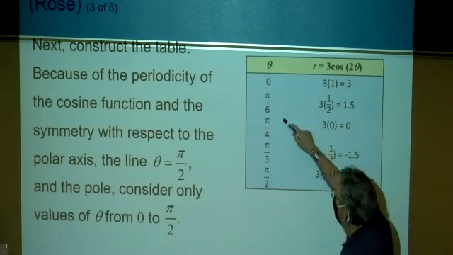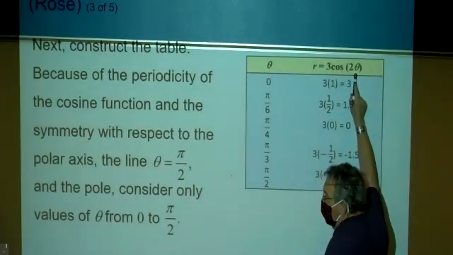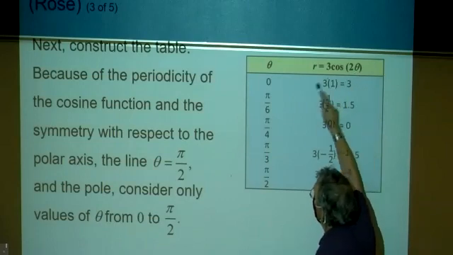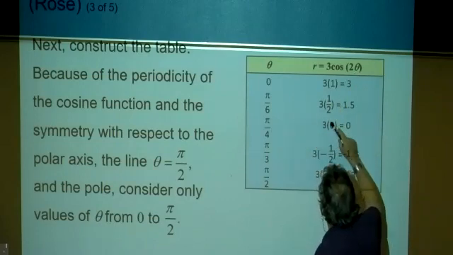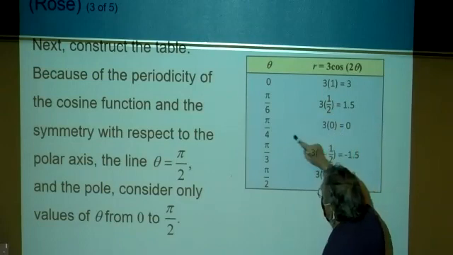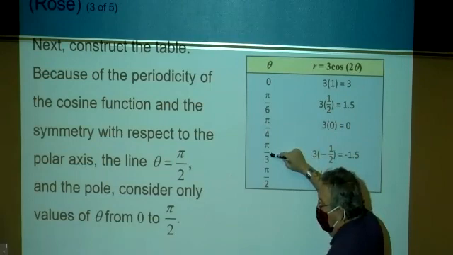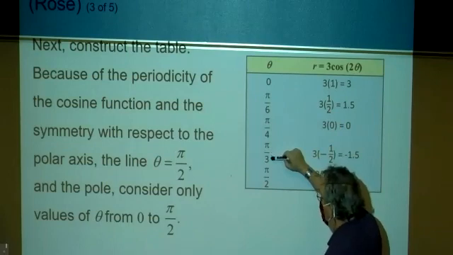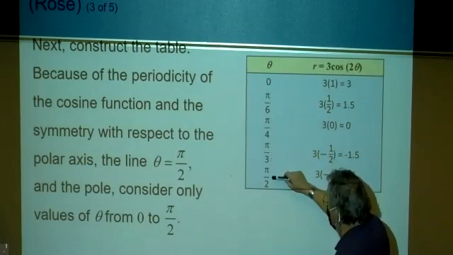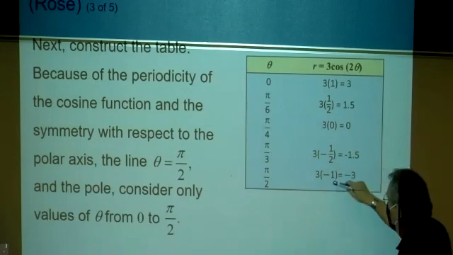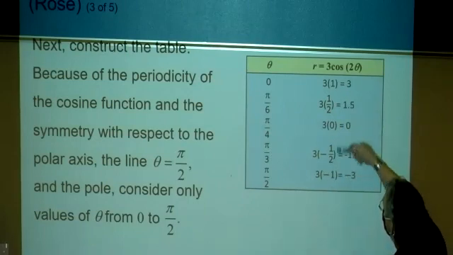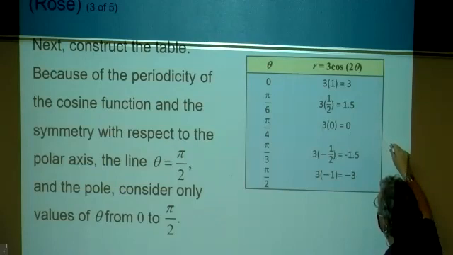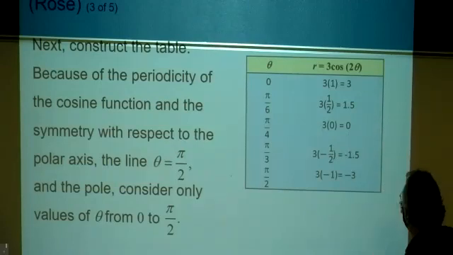So when I put pi over 6 in, I'm actually taking cosine of pi over 3. When I put pi over 4 in, I'm actually doing cosine of pi halves. And then this would be the cosine of 2 pi over 3. And then this will be the cosine of pi, which is a -1. And so you have these values. So at 0, it's at 1, I mean at 3.